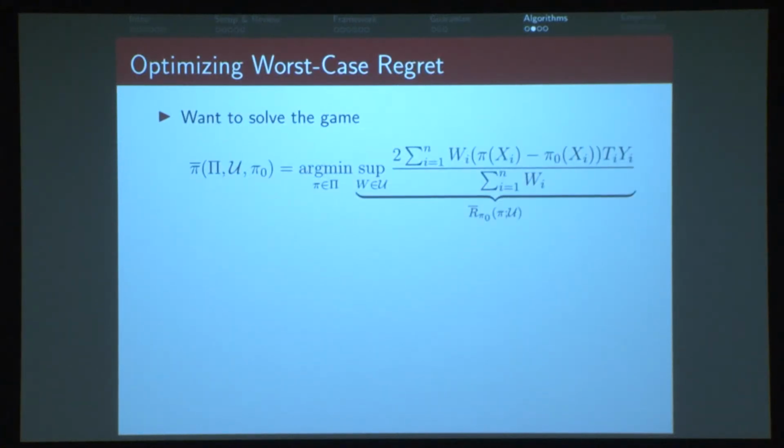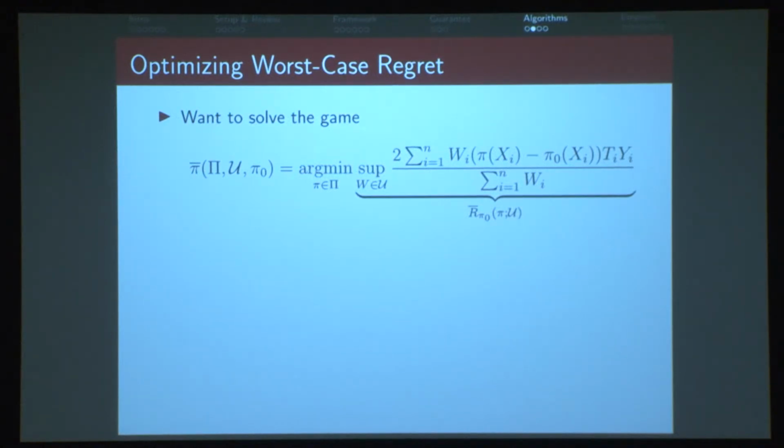So the question next is, how do I actually implement this algorithmically? I've described what this pi bar is, but how do I find it? So essentially what I want to do is I want to solve this game, pi versus w of this objective, okay? So let's first talk about this inner problem, right? This thing I called R bar before.